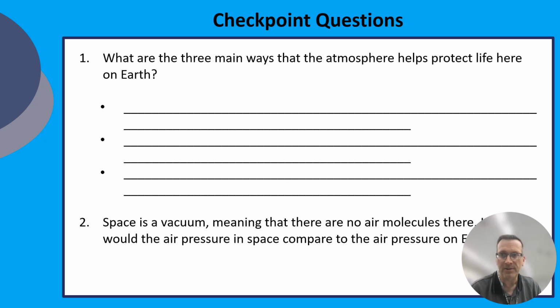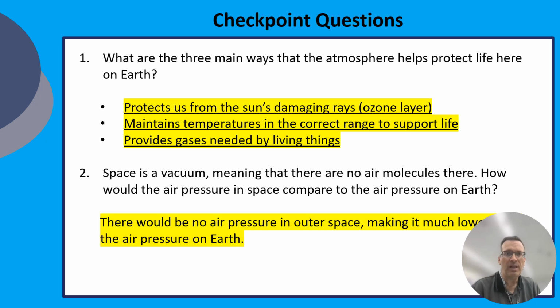Let's take a look at the answers. Here's the three ways that the atmosphere helps protect life on Earth. And then the answer for number two is that the air pressure in outer space would be much lower than the air pressure on Earth because we know that there's no air in outer space.